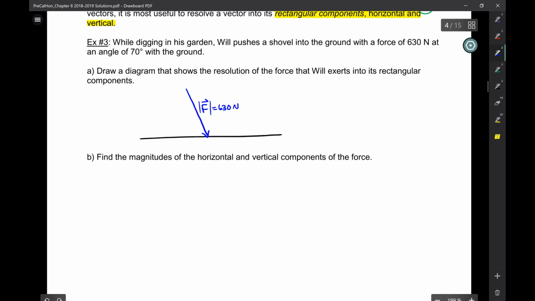Why is it that angle? Why can't it be the exact same angle but reflected? Doesn't make a difference. So now it says that it's got a force of 630 newtons at an angle of 70 degrees with the ground. So where are we going to put the angle? Left or right? Well, it looks like this one. I made it 70 degrees. So there.